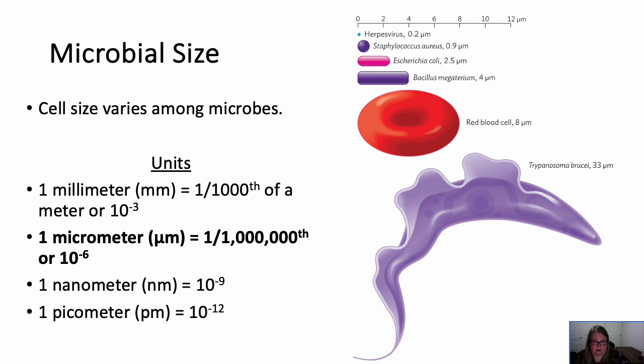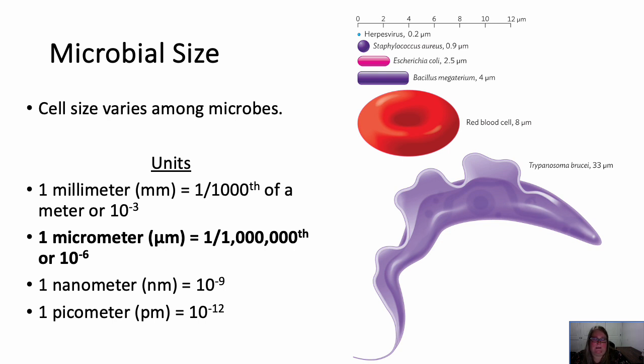So we have millimeters. 1 millimeter is equal to 1/1000th of a meter, or 10 to the minus 3 meters. We use micrometers. Micrometers are probably one of the ones that we use the most. Microbiology, micrometer, kind of makes sense. 1 micrometer is 1/1,000,000th of a meter, or 10 to the minus 6 meters. We use nanometers, which are 1 times 10 to the minus 9th meters, and we use picometers, which is 1 times 10 to the minus 12th meters.